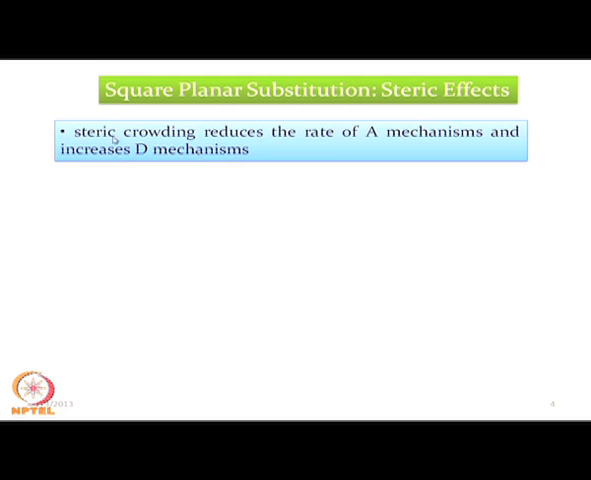If there is crowding, the rate for the associative mechanism will definitely reduce, because the metal center is already sterically crowded. So, it is very difficult to put the incoming group, the incoming ligand Y, on the metal center if it is in the square planar geometry. So, steric crowding will only favor the dissociative pathway.